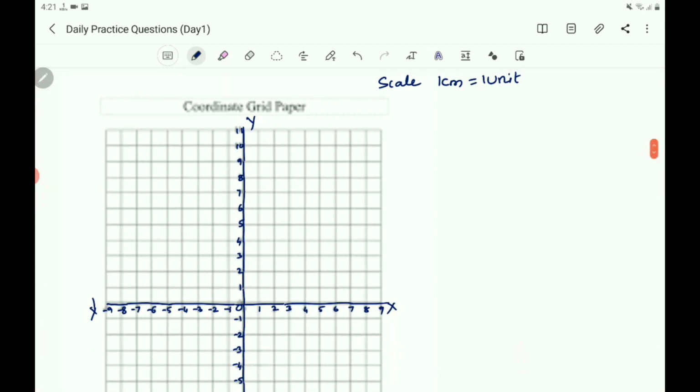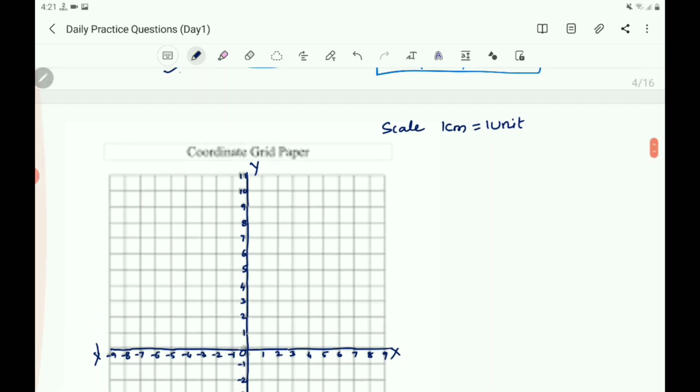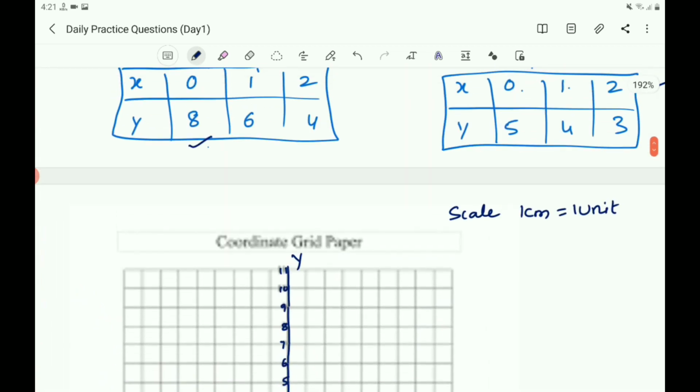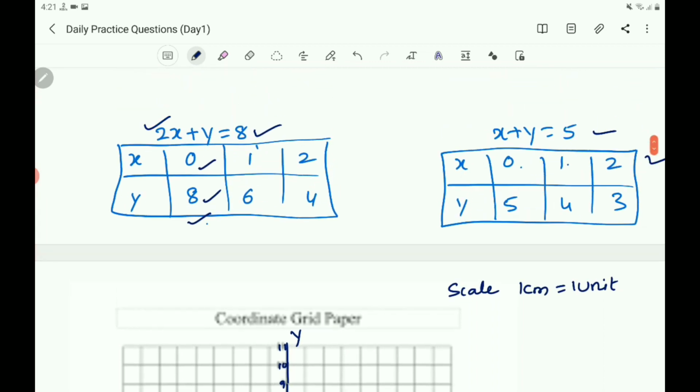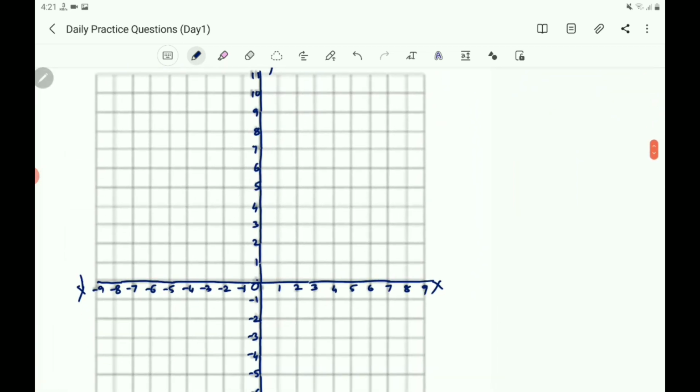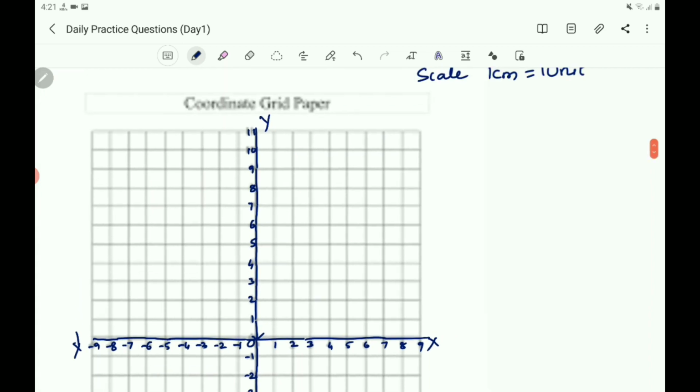So here we have marked 1, 2, 3, 4, 5, 6, 7, 8, 9, minus 1, minus 2, minus 3, minus 4, minus 5, minus 6, minus 7, minus 8, minus 9, like this way. You mark the numbers. Now the first point, 0, 8, is for the graph of the equation 2x plus y equals 8. The x value is 0, so 0 is here, and 8 means the value comes here.